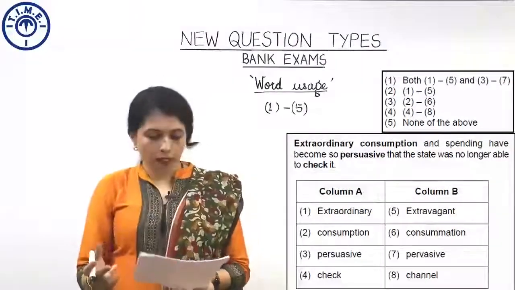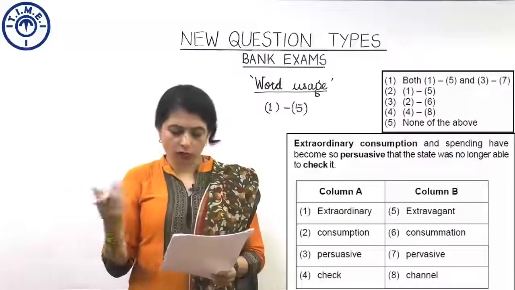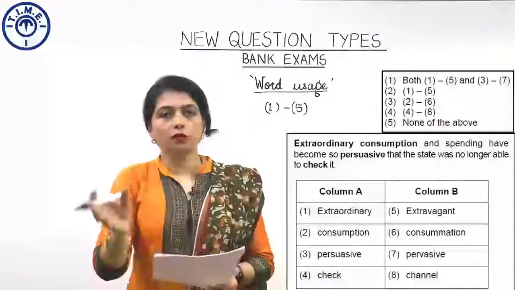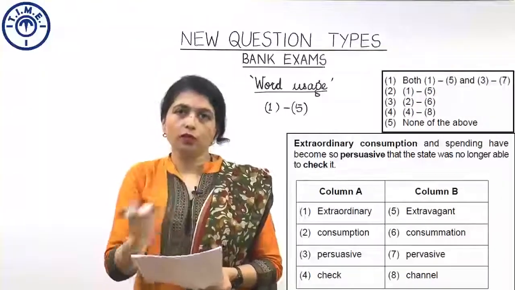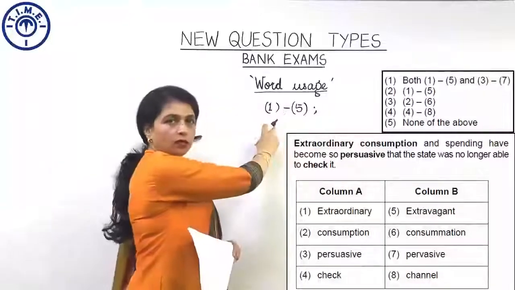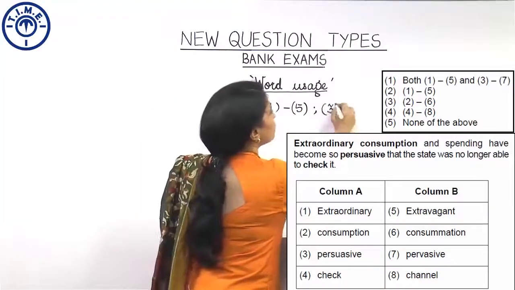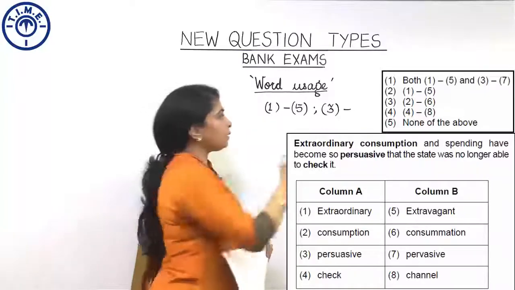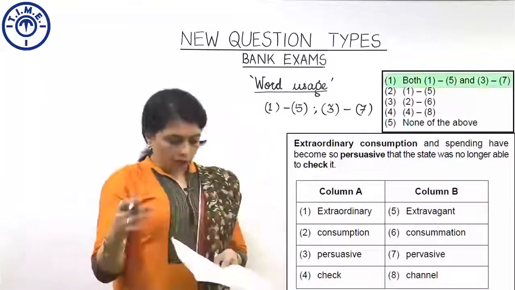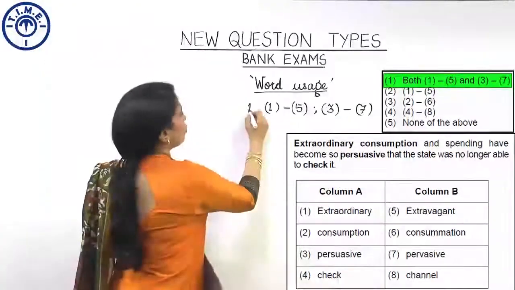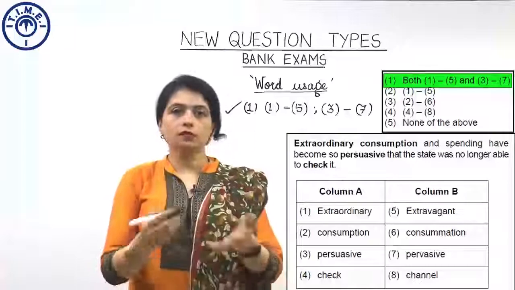Now, this helps understand that check is correct and it cannot be replaced with channel, because channel means to direct something to some particular course, and it becomes meaningless if we change check to any other word. Fine. 1 which is extraordinary needs to be replaced with 5 which is extravagant, and 3 which is persuasive needs to be replaced with 7 which is pervasive, and the choice which reflects this pairing is 1. So, in 1 this combination can be seen, and we can mark 1 as our answer and move on.